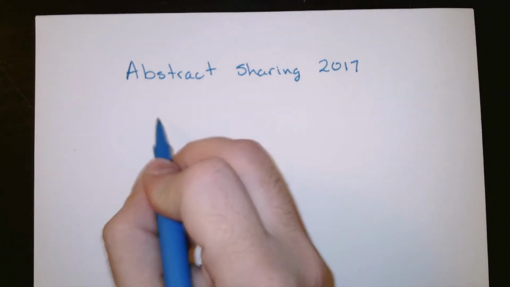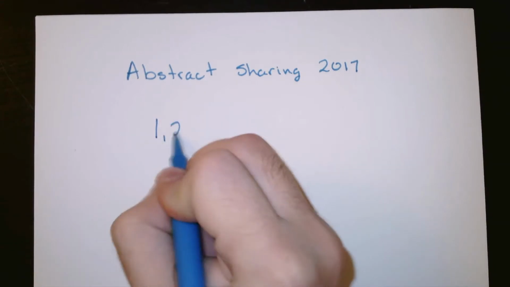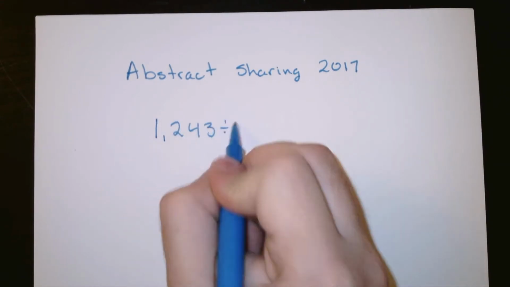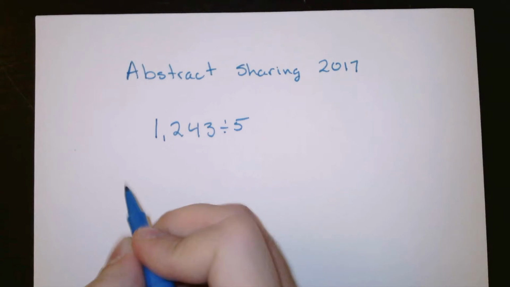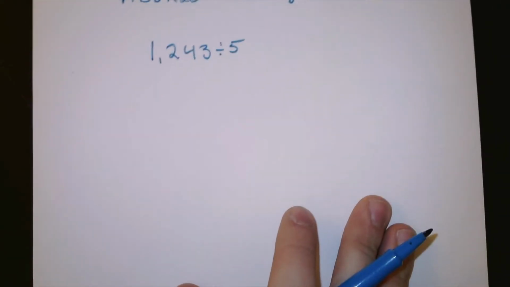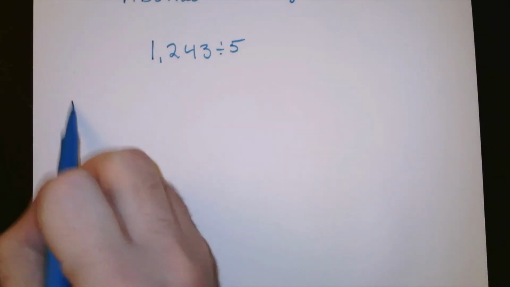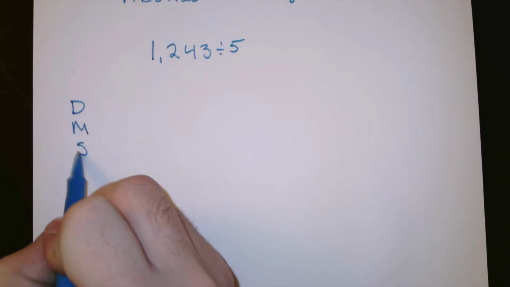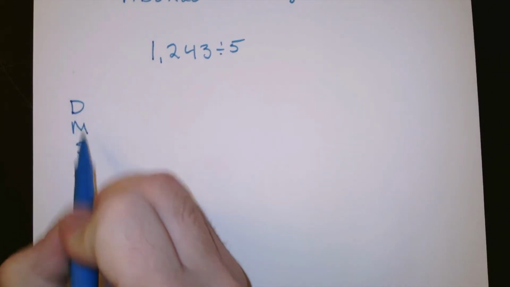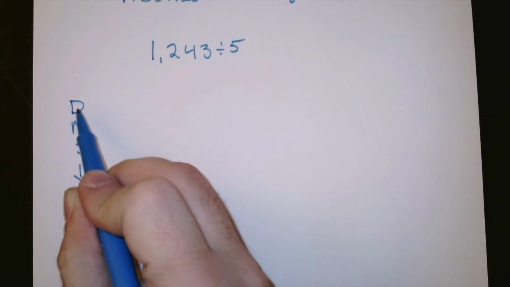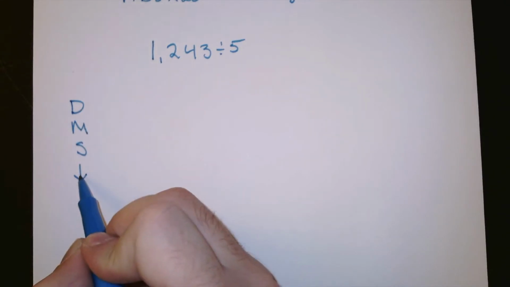Let's say that we're going to solve the problem 1,243 divided by 5. There are a few things that we're going to automatically do on our paper. First, I'm going to slide up so you can see a little bit better. And then I'm going to put over here my DMS down. We remember this as dangerous monkeys swing backwards, but really it means divide, multiply, subtract, and bring down.